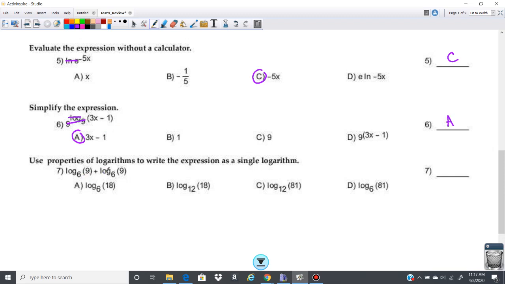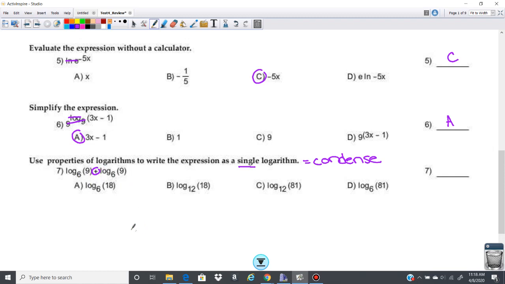And then let's see here. So here we're expressing it as a single logarithm. So we're condensing this. When it says to express as a single logarithm, that means to condense. Okay, and then if we take a look at this logarithm, you are adding. So when we condense addition, we make that into multiplication.